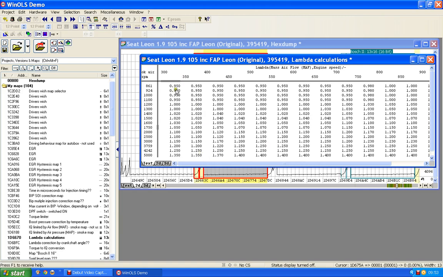So what we've got here then is a slightly stronger mixture, which is down near our idle speed, so it's not that surprising. An ideal mixture somewhere in the middle just before boost kicks in, and then we've got a weaker mixture once boost has kicked in.